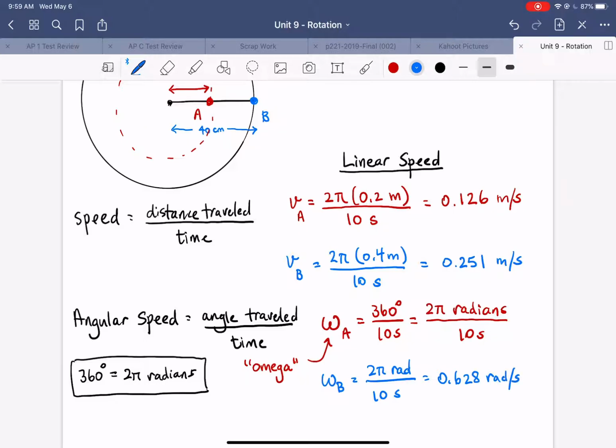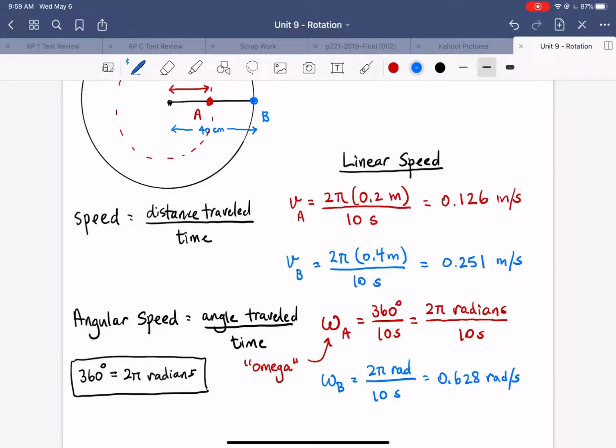All right, so let's look at the two equations I've written in blue. The calculation for linear speed is 2 pi times the radius of the circle divided by the time. The calculation for the angular speed is just 2 pi divided by the time. Those two equations are almost identical. The only difference is that if we want to calculate the linear speed, we have to add an extra number in the numerator, which is equal to the radius.